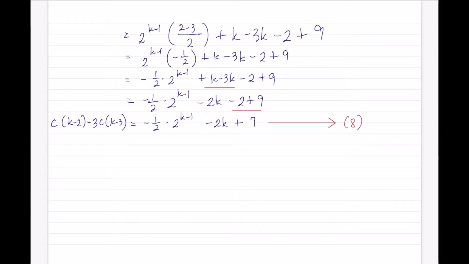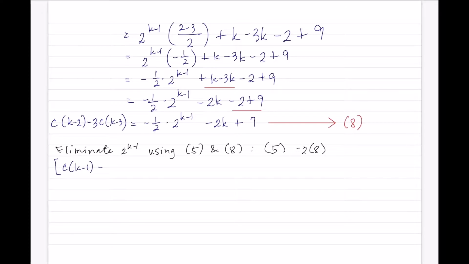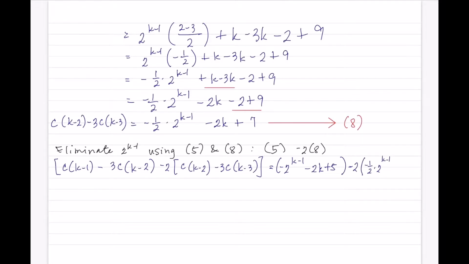We again eliminate the term 2 raised to k minus 1 using equations 5 and 8. So that would be equation 5 minus 2 times equation 8. So we write now the equation. That would be c of k minus 1 minus 3 times c of k minus 2 minus 2 times the quantity c of k minus 2 minus 3 c of k minus 3 is equal to the negative 2 raised to k minus 1 minus 2k plus 5 minus 2 times the quantity negative 1/2 times 2 raised to k minus 1 minus 2k plus 7.